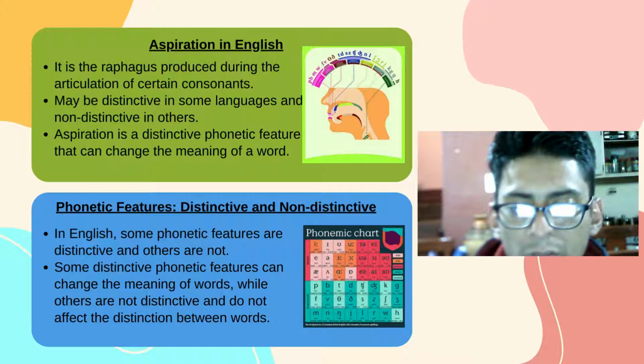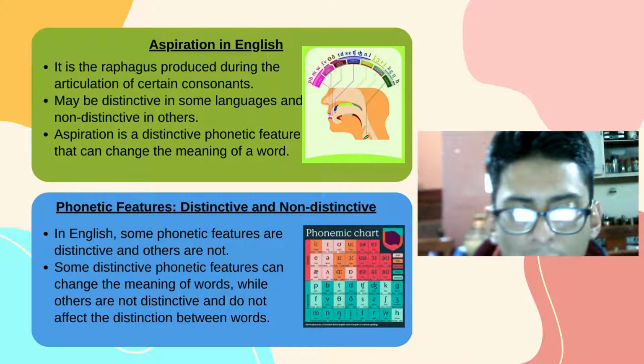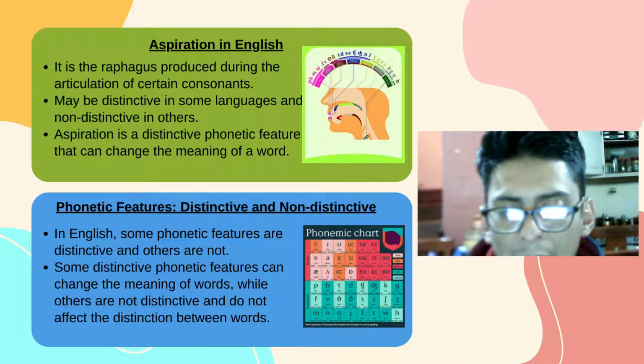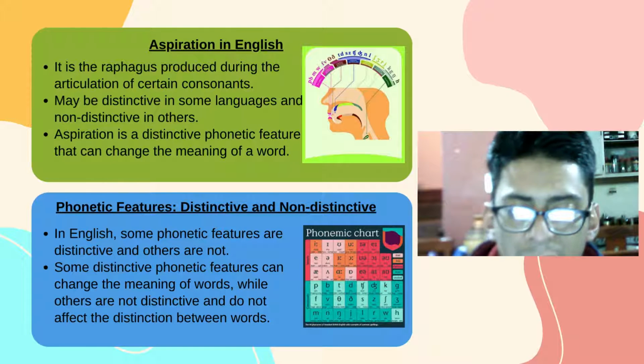For example, the aspiration of plosive consonants at the beginning of a word, as in pen or span, is not distinctive in English, although the initial P in pen and the P in span are aspirated differently. This difference does not affect the meaning of the words.